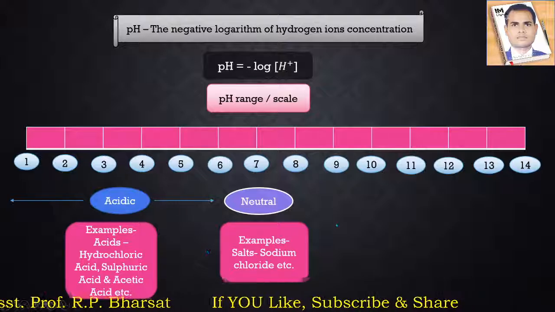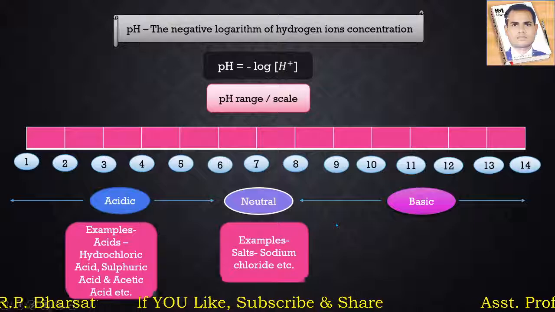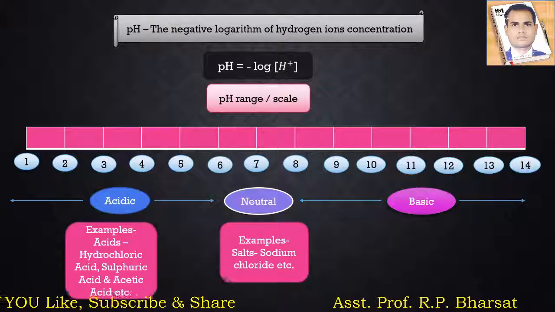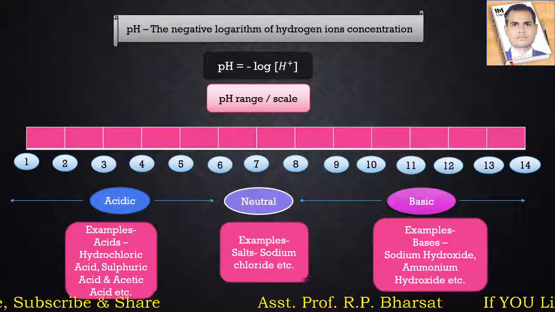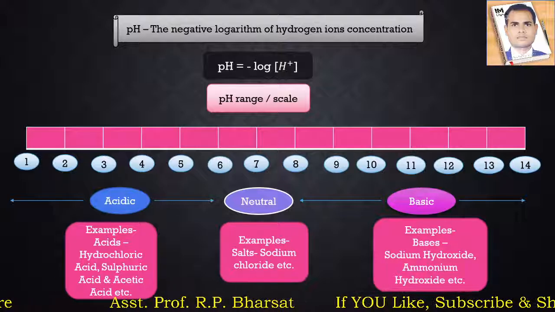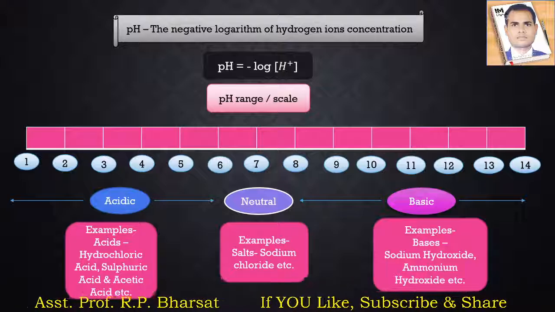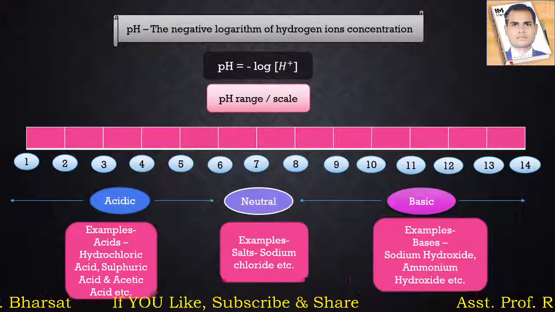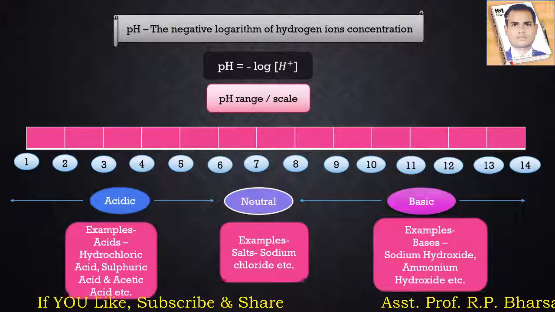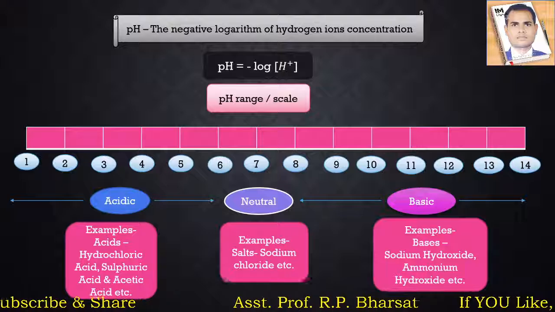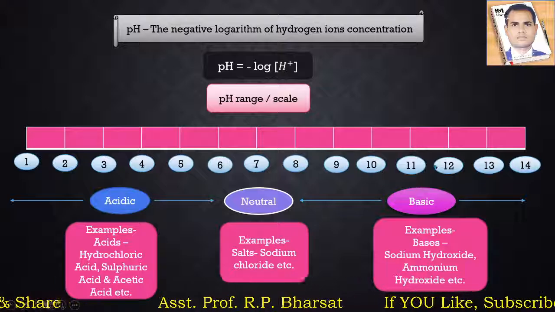And more than 7, we call them basic solutions. Examples you can take are sodium hydroxide, ammonium hydroxide, etc. These are examples of bases, which have more than 7 pH, from here to here.